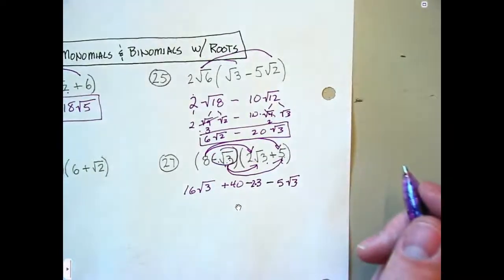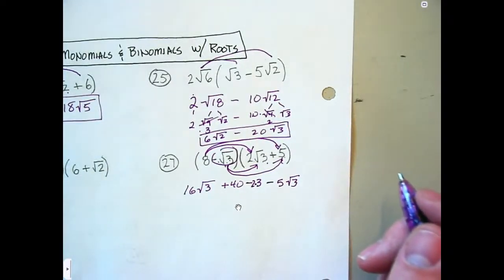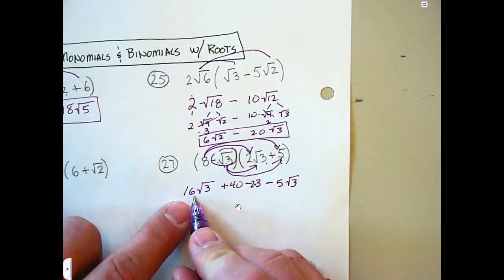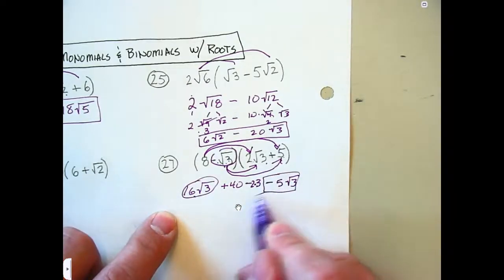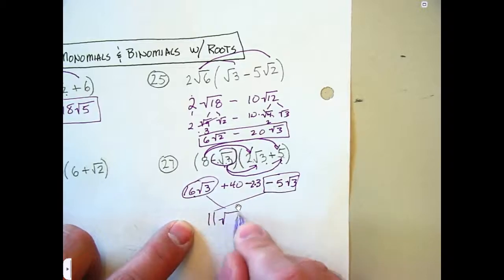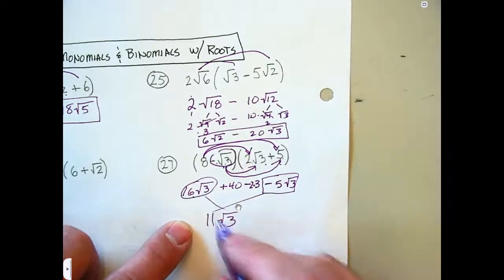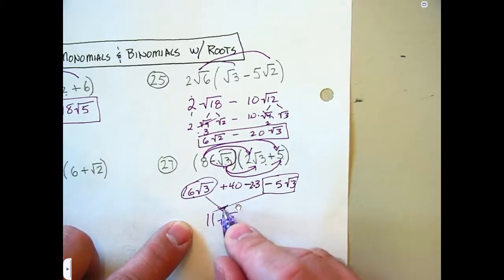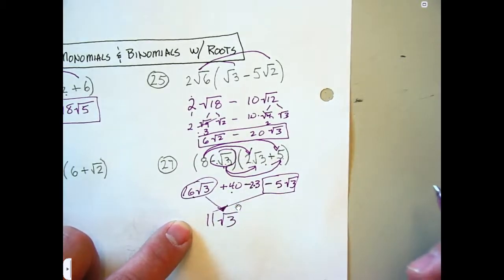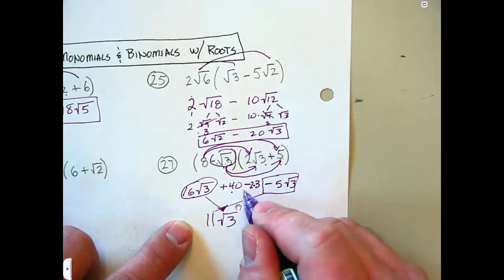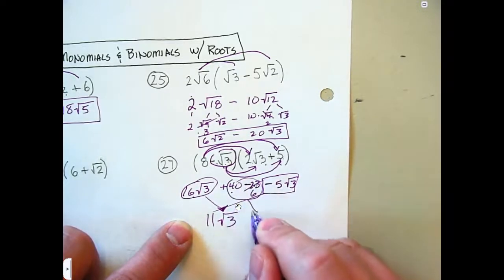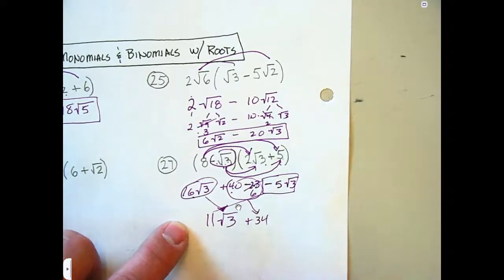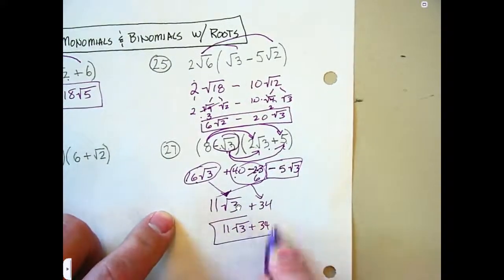And now we've got to put all the stuff together that we can. Okay, 16 root 3. Can I put it with anything else? Yeah, 16 root 3 and 5 root 3 is 11 root 3s. Okay, can I put anything together with the 40? Yeah, this would be negative 6, right? 2 times 3 is 6. So 40 minus 6 is? That is positive 34. So we have 11 root 3 plus 34. There you go.